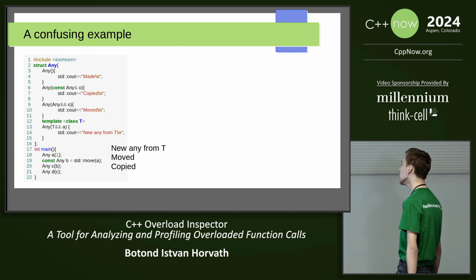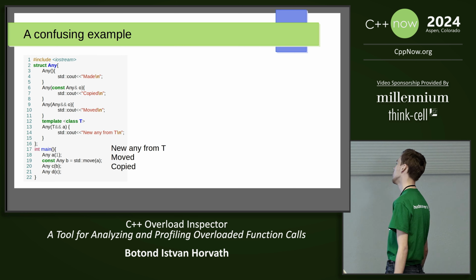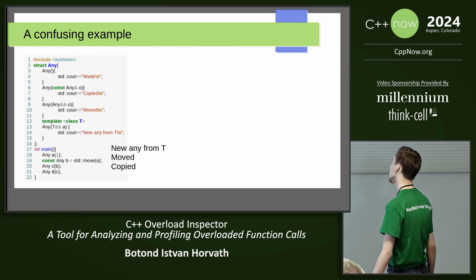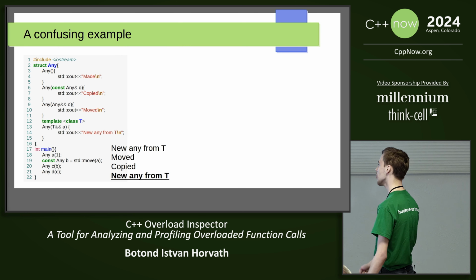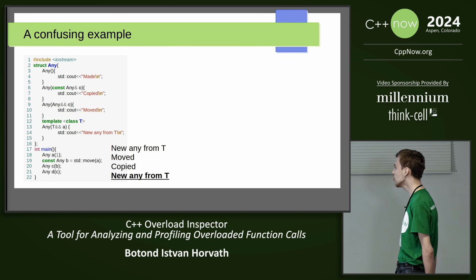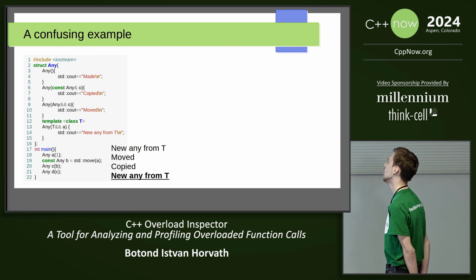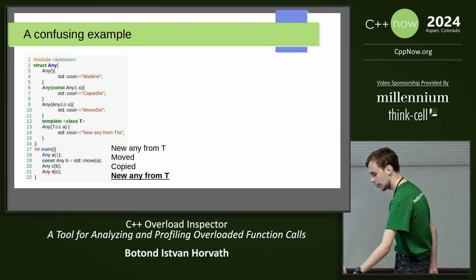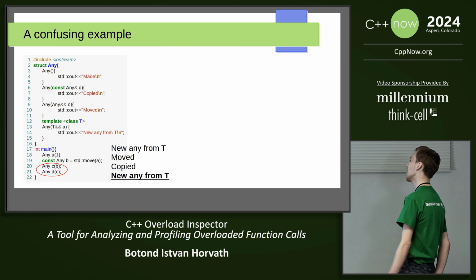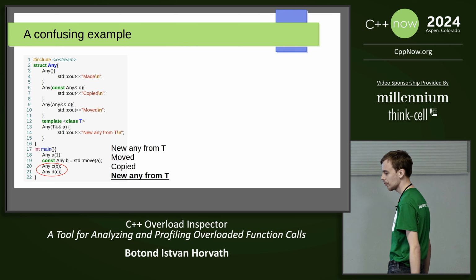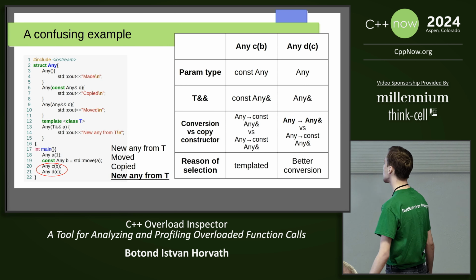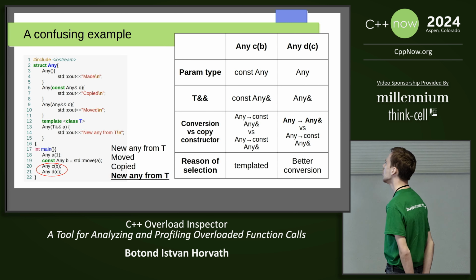Then we will copy the any which was in B to the one in C. But the fourth one, which looks really similar, constructs a new any with the templated constructor instead of copying it. And we can see that these two calls are almost the same, and a different overload was built. Well, that was because the parameter we gave to them was different.